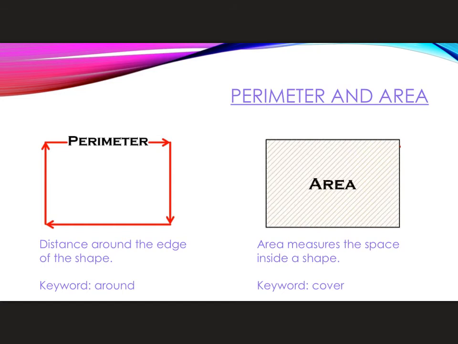Be careful when you're working with perimeter and area. Perimeter is the distance around the outside of the shape. Your keyword there is going to be around. And area measures the space inside of the shape. So you may see things like cover. If it's an application problem, it could be paint, carpeting, things like that.